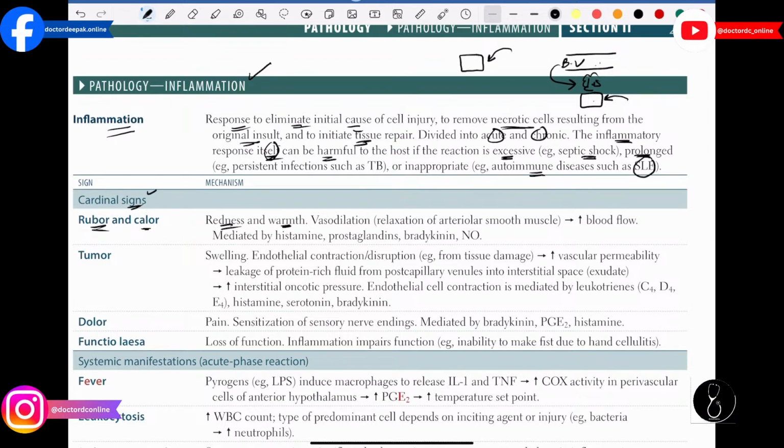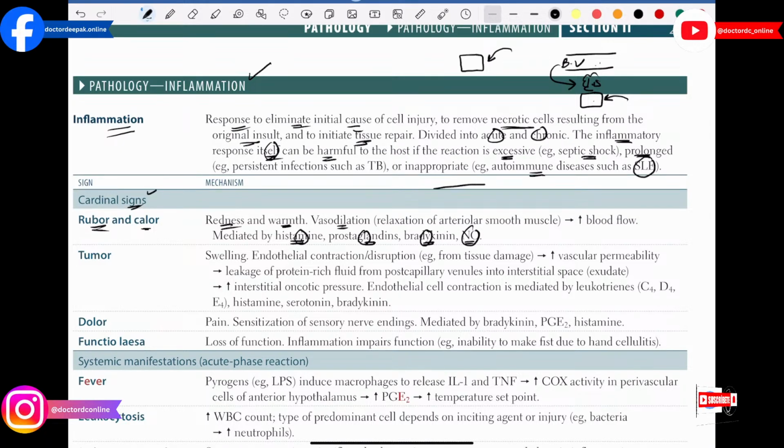Basically, when there is inflammation, different kinds of cytokines are going to be produced. So during the inflammation there is production of histamine, prostaglandin, bradykinin, and nitric oxide. These are the chemical mediators that are produced during the inflammation. If histamine, prostaglandin, bradykinin and nitric oxide are produced, they will lead to vasodilation.